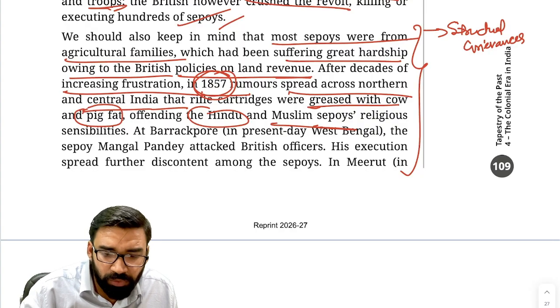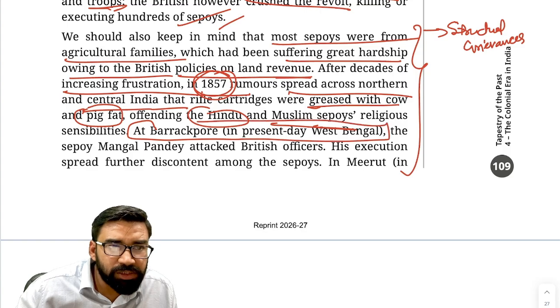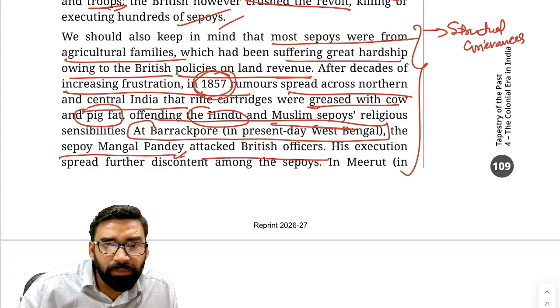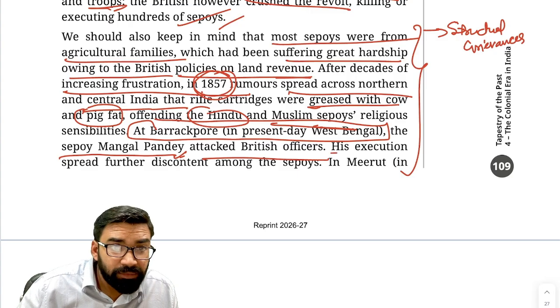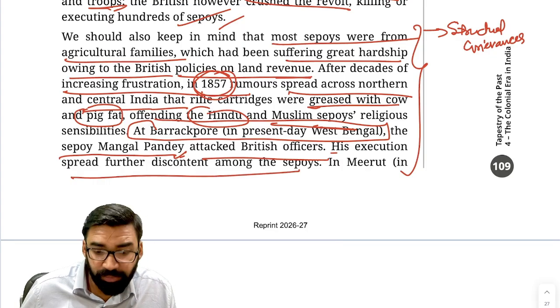In this scenario, at the Barrackpore regiment in West Bengal, the sepoy Mangal Pandey attacked a British officer. And later Mangal Pandey was executed. That created further discontent among the Indian sepoys.